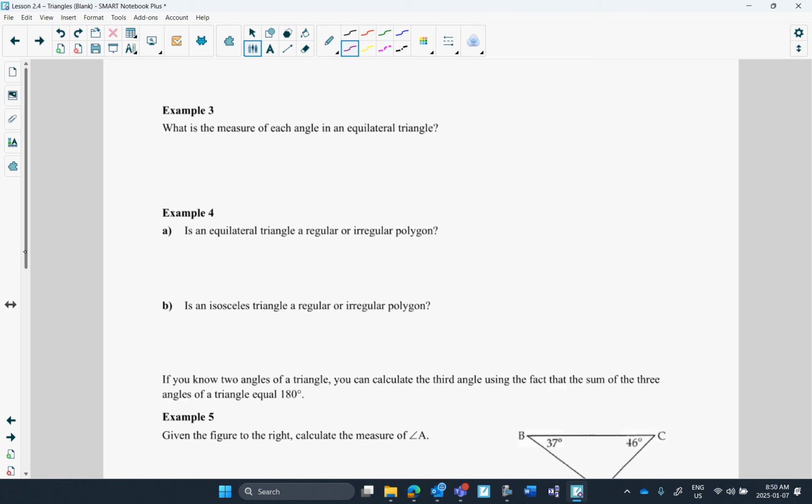Well, I asked you this one earlier. What's the measure of each angle in an equilateral? Well, we just do all three add up to 180. Since they're all the same, we just divide 180 by 3 and we get 60.